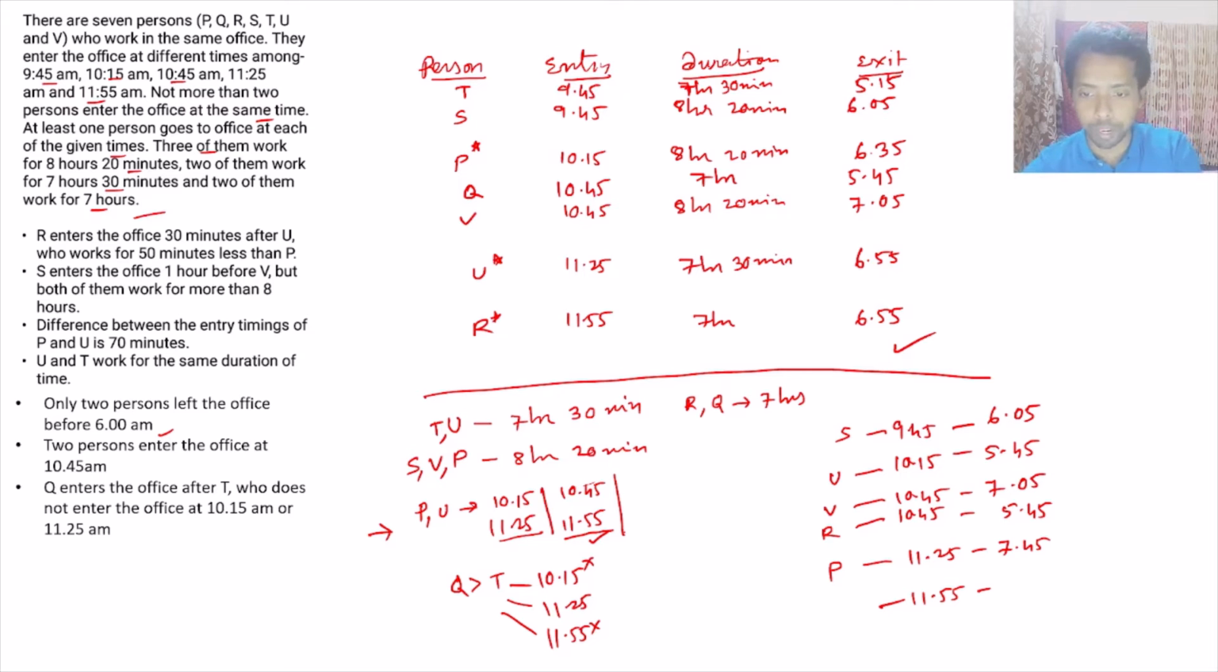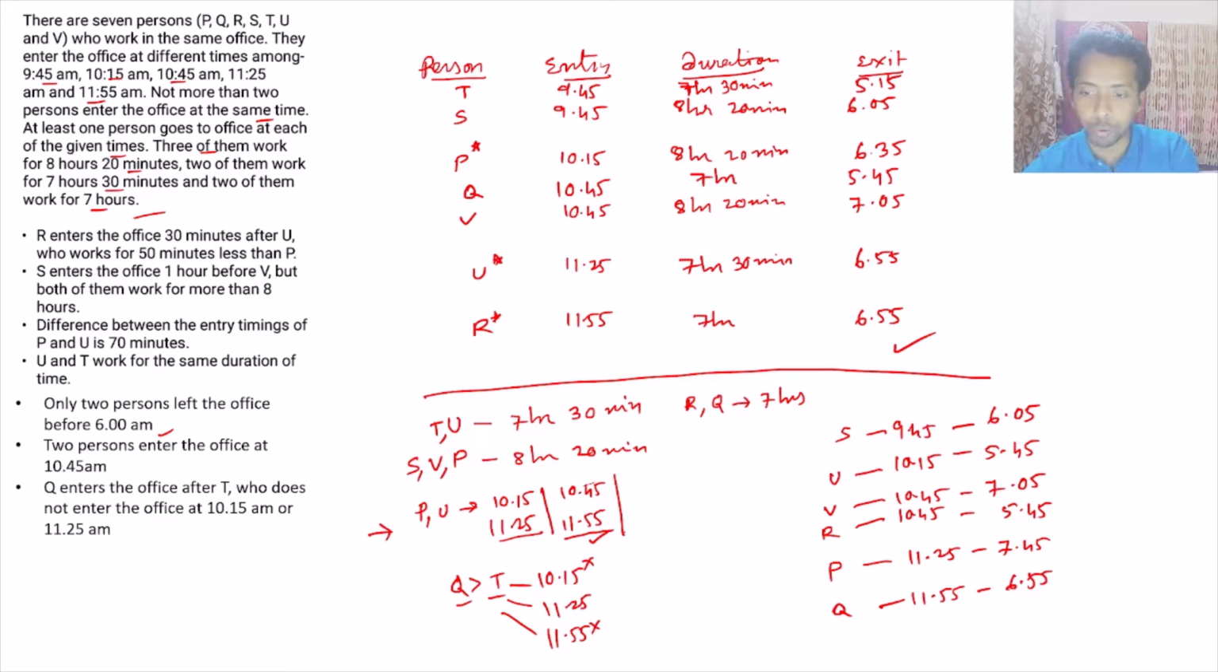Now check this one. 1, 2, 3, 4, 5, already 5 placed. 11:55 is left, and Q and T are left here. So only Q should be here, because T can't come here. Q enters the office after T, and 11:55 is the final timing. So Q is 11:55, and what's the duration? That is 7 hours. 7 hours means this is 6:55.